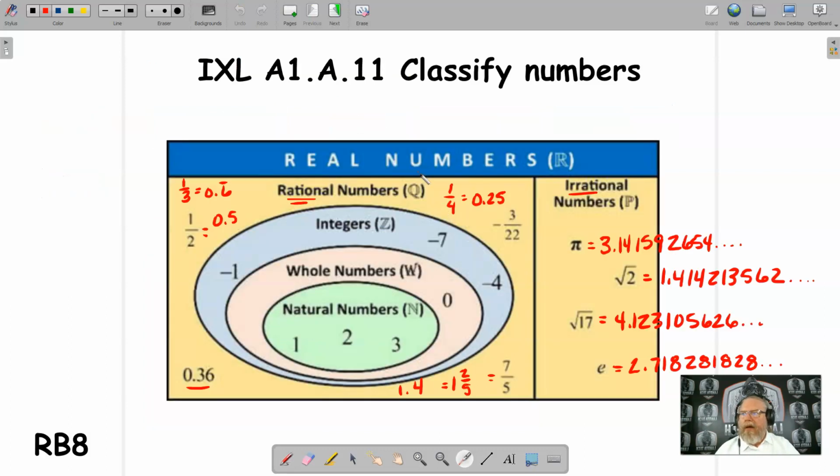So those are all of my examples for IXL A1.A.11 classifying numbers. Remember, use the chart or find a chart that you can use that's similar to this. There's several of them out there. Just figure out where does it belong inside the chart, and then figure out, does it fall into those certain categories? And then select your answers from there. Good luck with your activity.